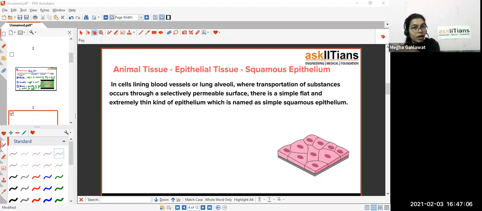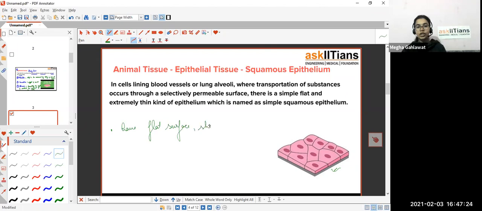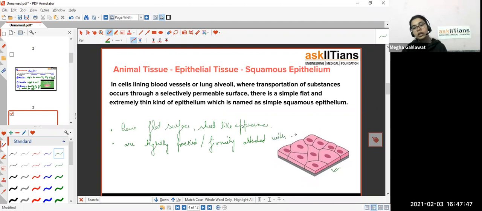Okay, see, these basically have the sheet-like appearance or the flat appearance. Now, the important thing about these squamous epithelial tissues is that they do not have any intercellular spaces at all. They are tightly packed, firmly attached with each other.